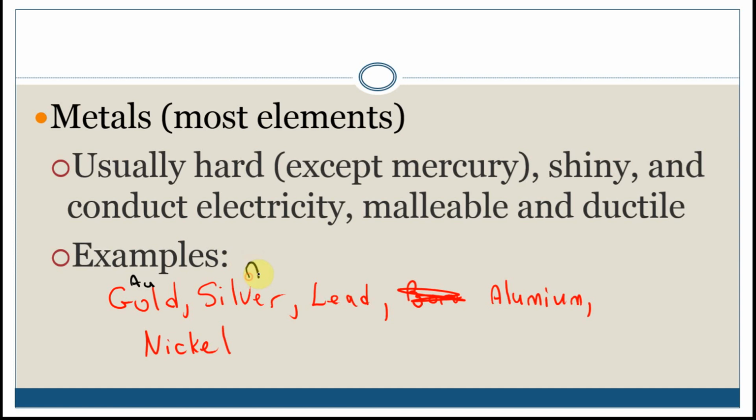AG. What's the symbol for lead? PB. Those ones don't make sense. The symbol for aluminum makes sense. The symbol for aluminum is AL. The symbol for nickel makes sense. The symbol for nickel is Ni.